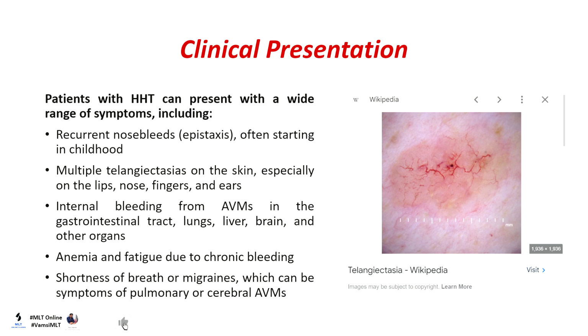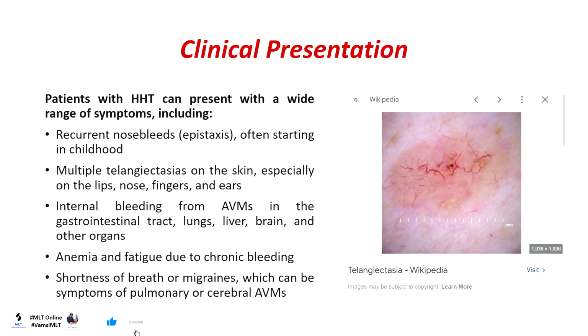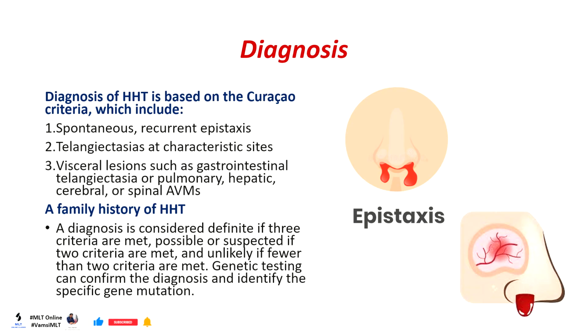Clinical presentation. Patients with HHT can present with a wide range of symptoms, including recurrent nosebleeds, epistaxis, often starting in childhood. Multiple telangiectasias on the skin, especially on the lips, nose, fingers, and ears. Internal bleeding from AVMs in the gastrointestinal tract, lungs, liver, brain, and other organs. Anemia and fatigue due to chronic bleeding. Shortness of breath or migraines, which can be symptoms of pulmonary or cerebral AVMs.